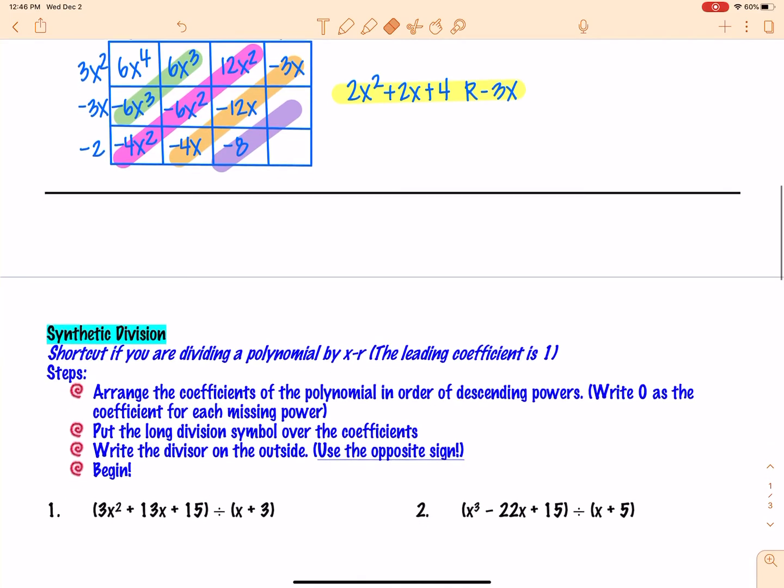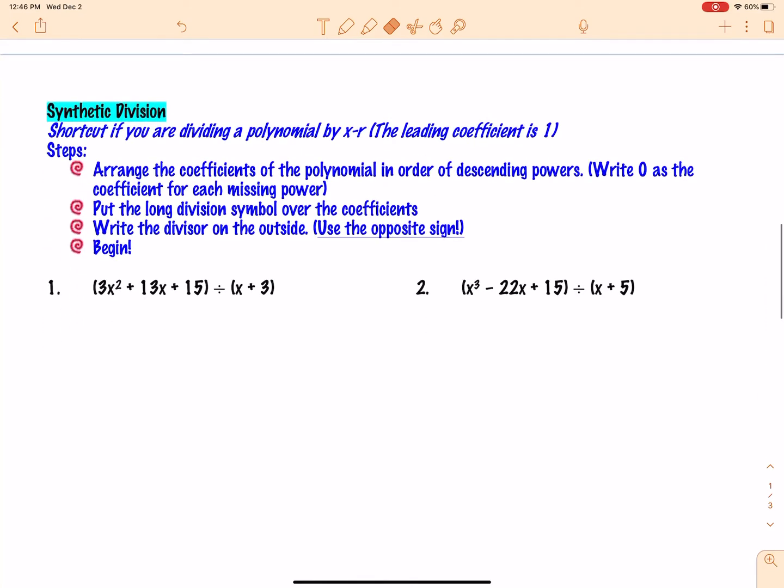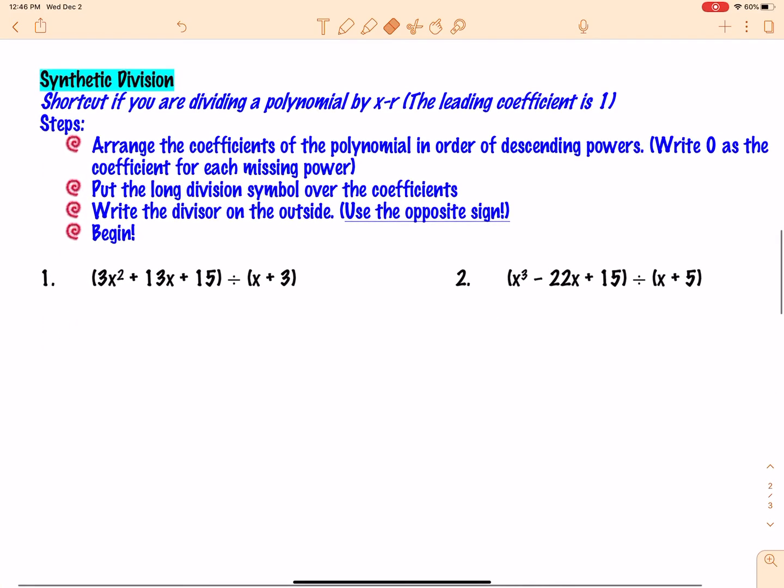So you guys are going to love something called synthetic division. It makes it so easy. This lesson is very short. So it's a shortcut, but don't get too excited. It's only a shortcut for a particular set of problems, and I'll show you which kind of sets they are.